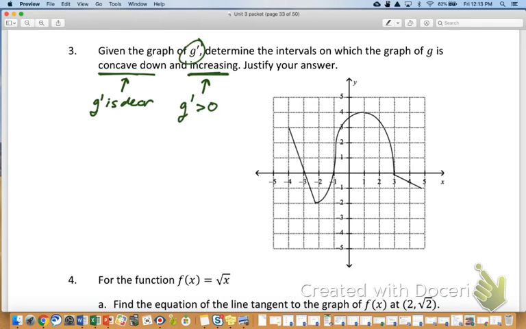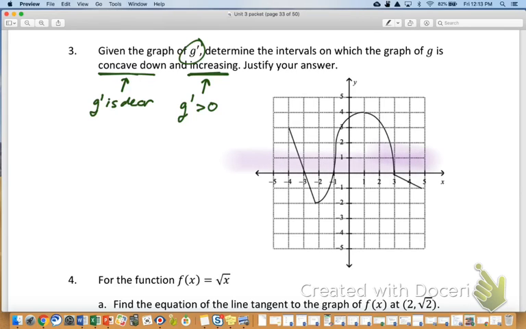So here's how I like to do this. I'm going to highlight, because I'm looking for where G prime is positive, the upper part of this. This will tell me all of the points where G prime is positive. This will tell me where G is increasing. And then I'm actually going to make this a little bit lighter.